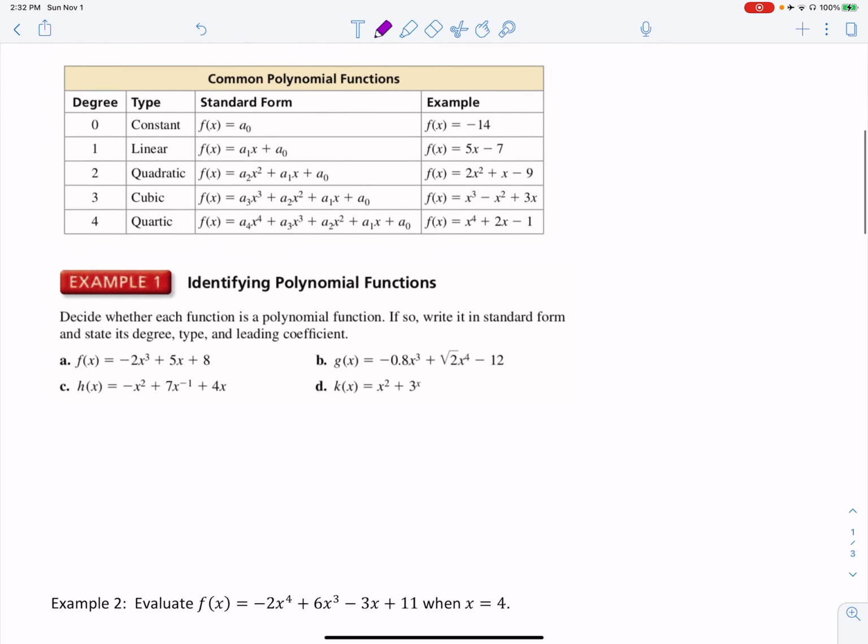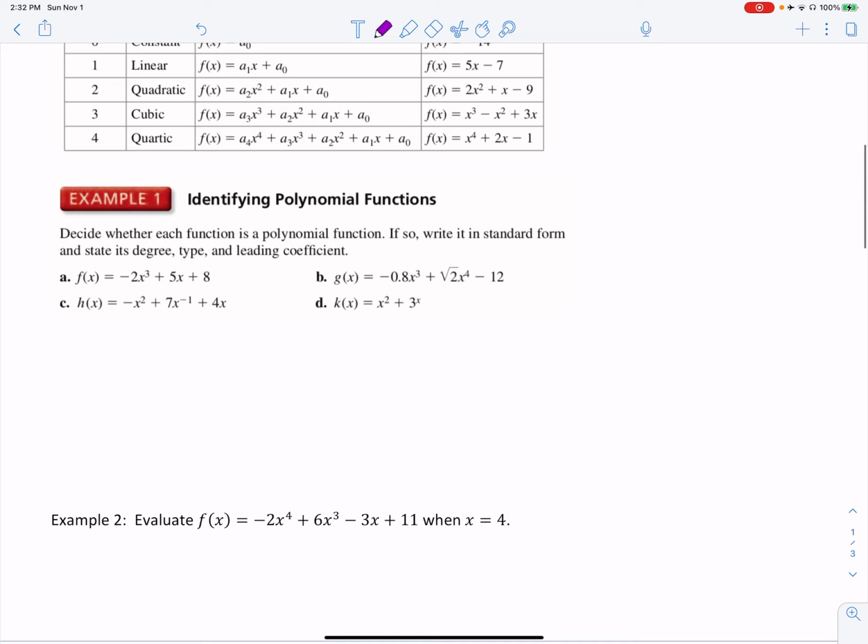And so identifying polynomial functions. Decide if each function is a polynomial function. If so, write it in standard form and state its degree, type, and leading coefficient. So if we look at part A, we have an x cubed. There's no x squared term, but that's okay. 0x squared is fine. 5x and 8. It is a polynomial, and it is already in standard form, but it asks us to write it, so we're just going to copy it as is.